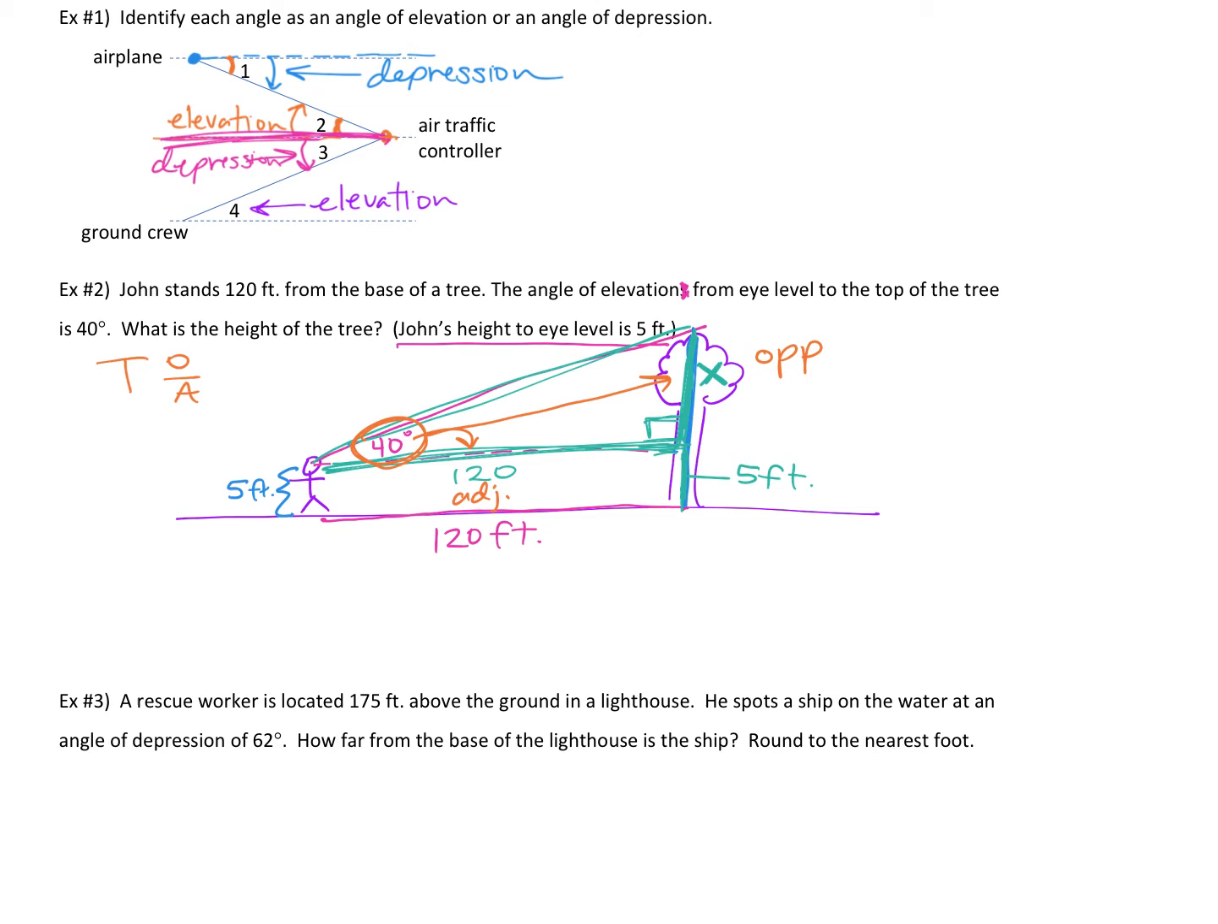Okay, so we're going to say the tangent of what? 40. You always do the angle after the trig function. So tan 40 equals opposite, which is X, over adjacent, which is 120. How do you solve for X? Multiply by 120 on both sides. So this is what you're going to plug into your calculator: 120 tan 40. Plug that in. Tell me what you get.